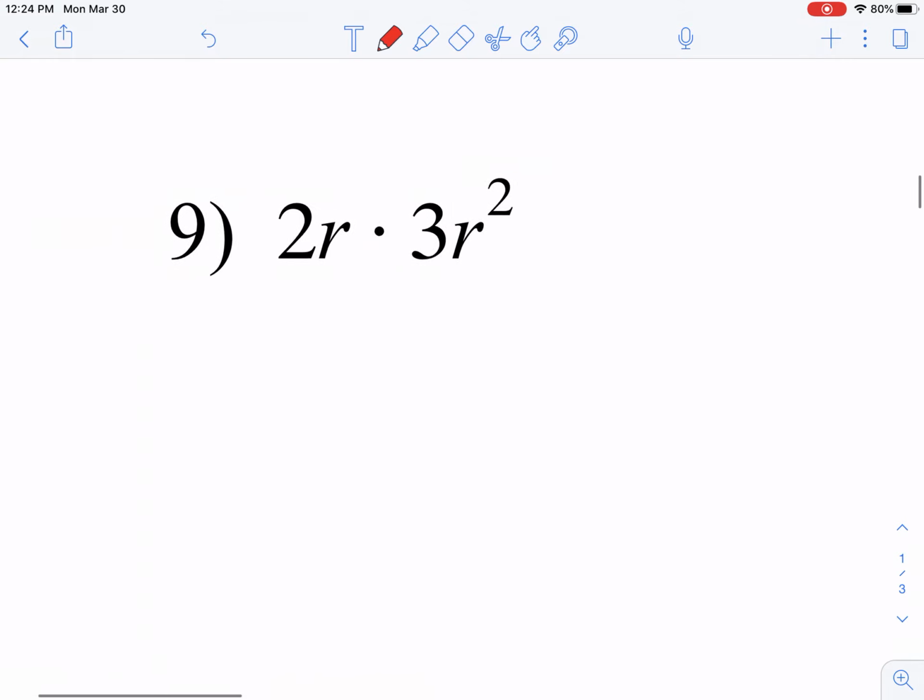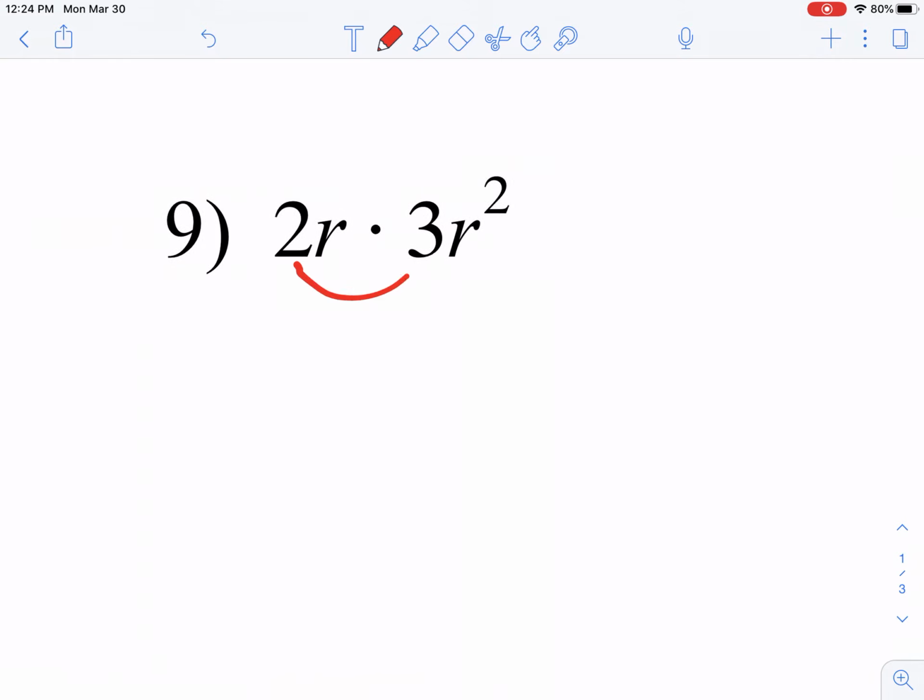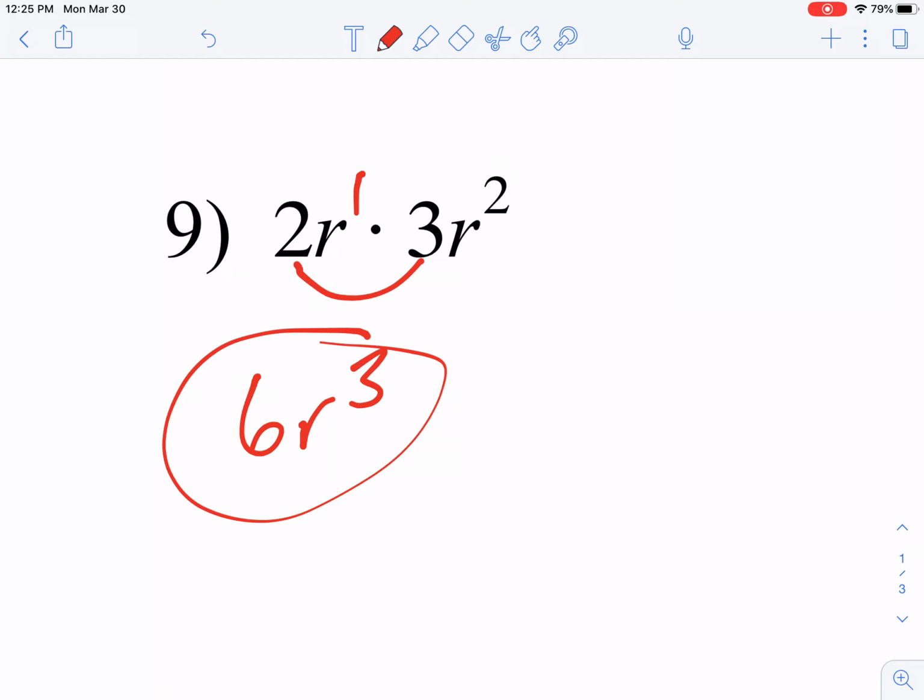Number 9, again, we're going to do the same thing. 2 times 3 is 6. We're going to keep the r. That's r to the first, so 1 plus 2 is 3. So this becomes 6r to the third. And that's as simplified as you can get.